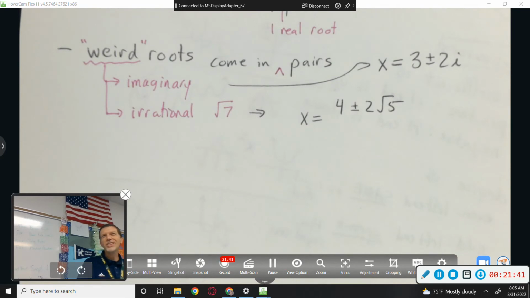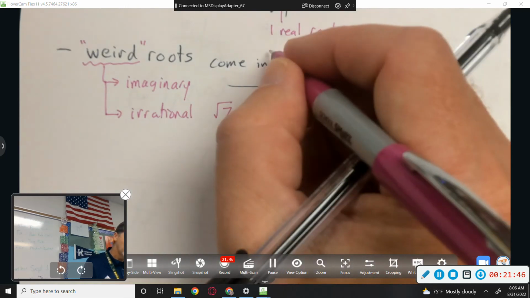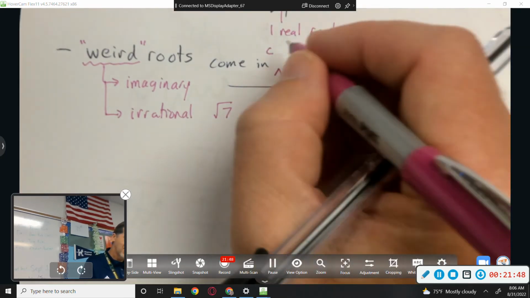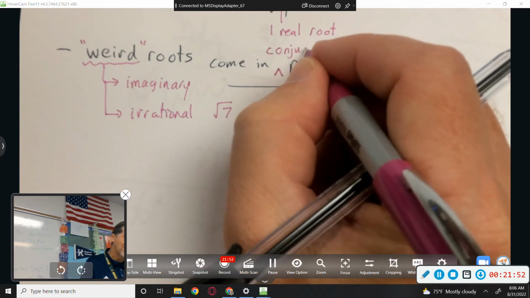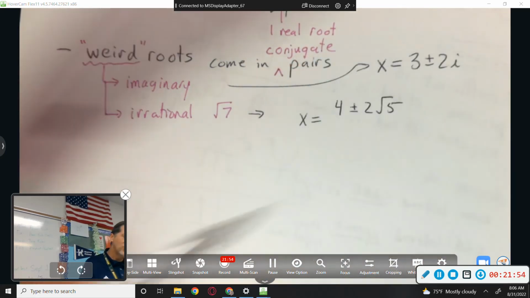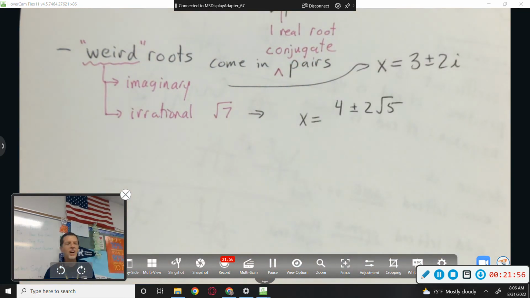Again, you don't need to know the word, but it's helpful to talk about them. Starts with a C. Somebody said it. Conjugate. They come in conjugate pairs. And because they come in pairs, if we give you one of them, you automatically know the other one. And that's how we use that piece of information.